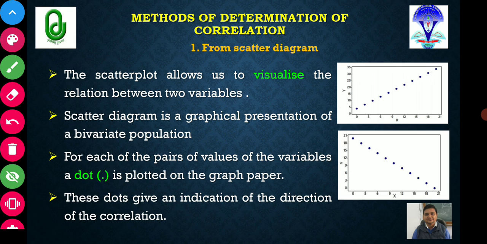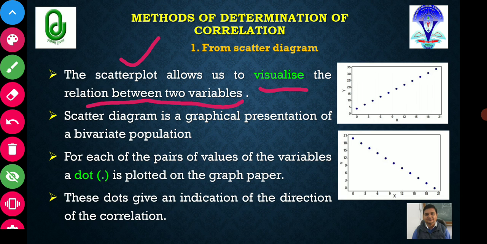Now, what are the methods of determination of correlation coefficient? There are a few methods I will be discussing here. The first method is from the scatter diagram. What is a scatter diagram? The scatter diagram is also known as a scatter plot. The scatter plot allows us to visualize the relationship between two variables.